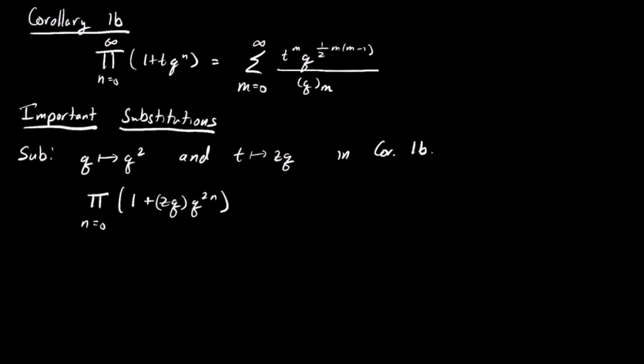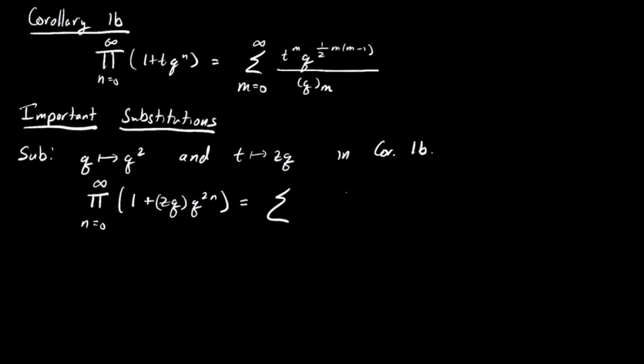And n goes from 0 to infinity. So I've replaced all my t's with zq, and I've replaced all my q's with q squared. So I've done it in the order that q gets replaced by q squared first, and then t gets replaced by zq. And what happens on the right-hand side?